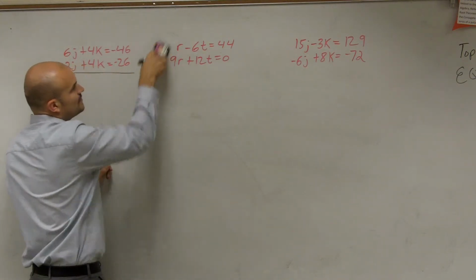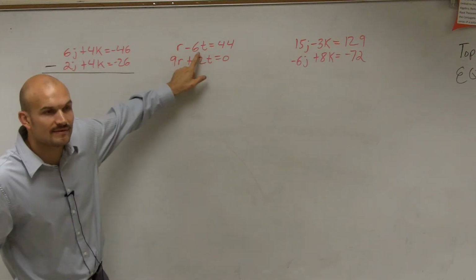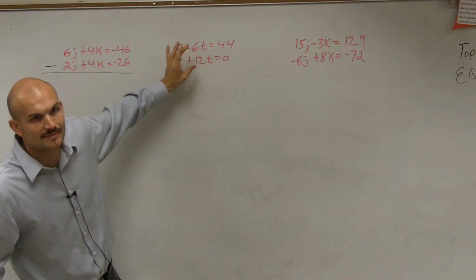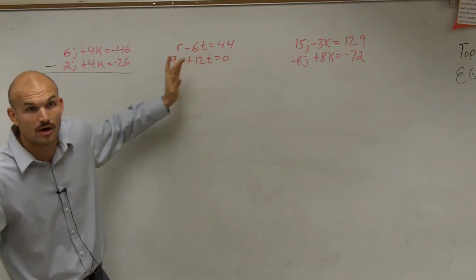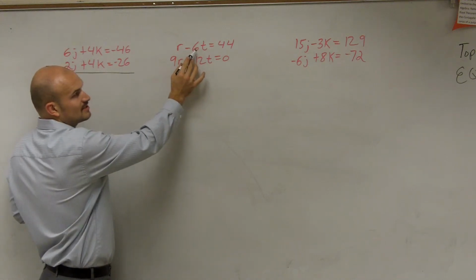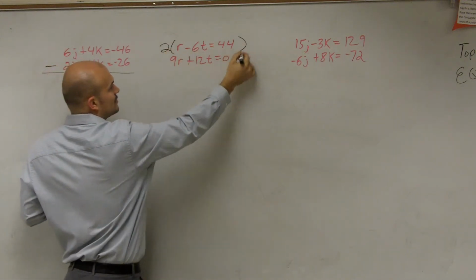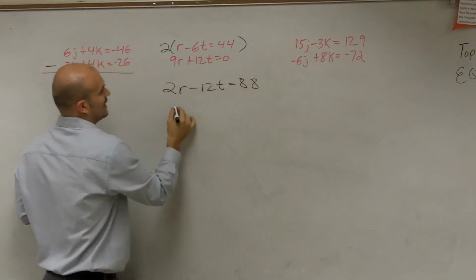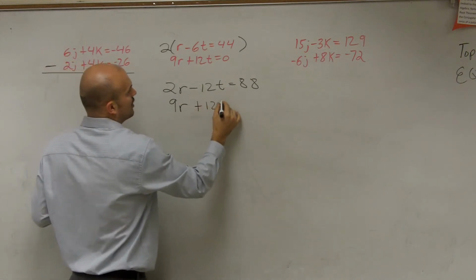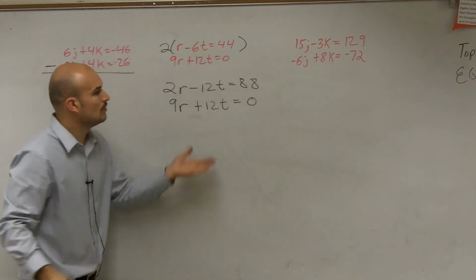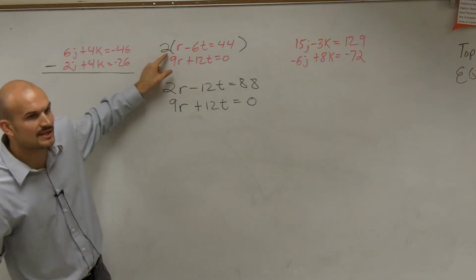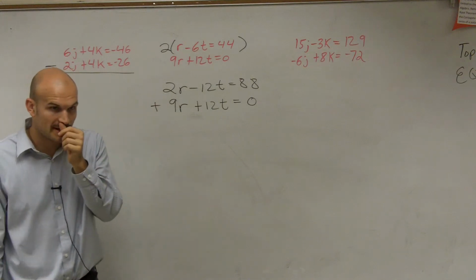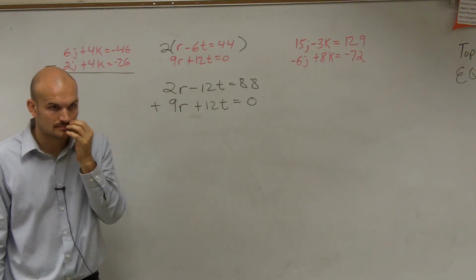What about if you didn't want to get rid of the r? What if you wanted to get rid of the t? So if this is negative 6 and this is positive 12, that means they need to be the same. So what is the smallest number that would be the same? 12, right? So how am I going to multiply this to get 12? You could multiply it by 2. So if you multiply by 2, you get 2r minus 12t equals 88. And then you have 9r plus 12t equals 0. Well, now what do you do here? Instead of subtracting like we did with the r's, we're going to want to add. OK? Yes?